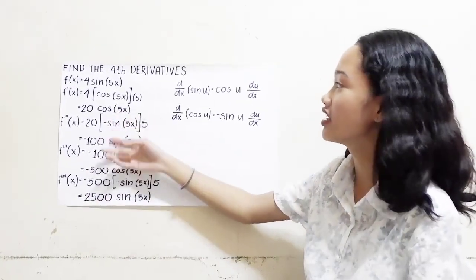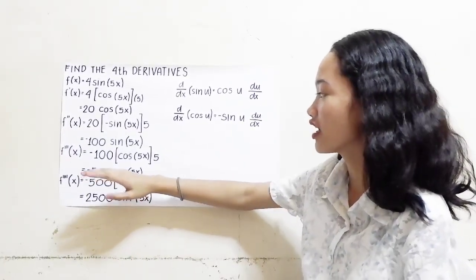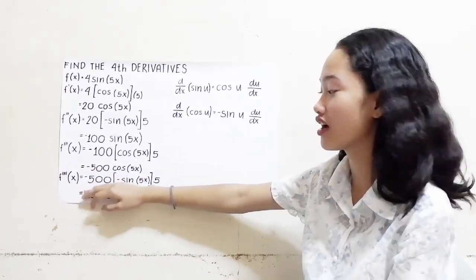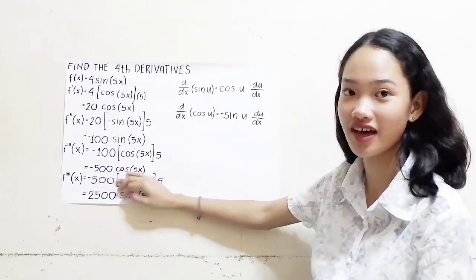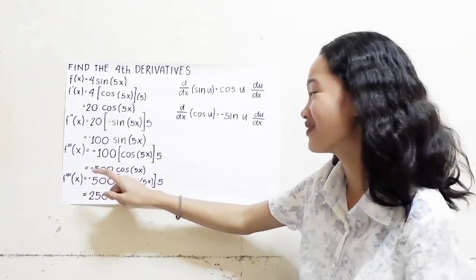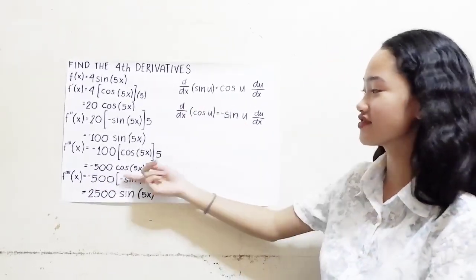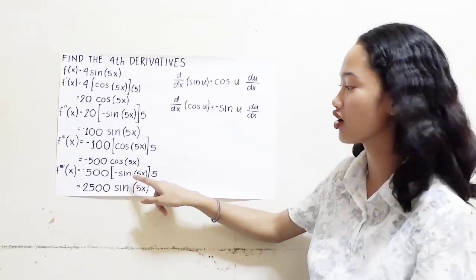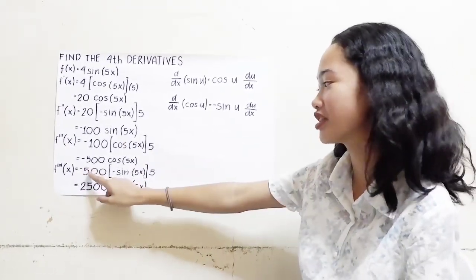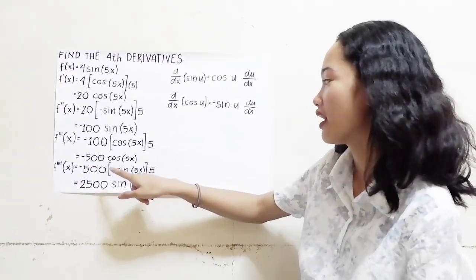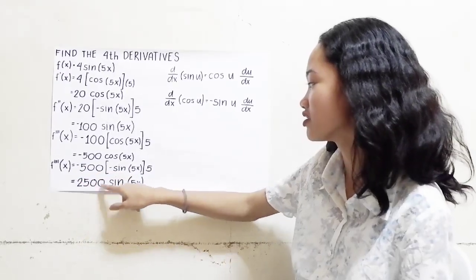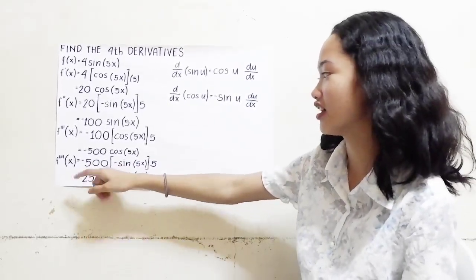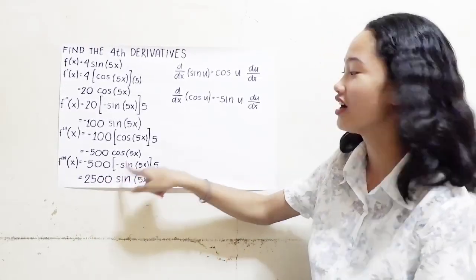Since the main goal is to find the fourth derivative, we again use the third derivative in order to solve for the fourth derivative. The answer for our third derivative is negative 500 cosine 5x. So we again copy the negative 500 and get the derivative of cosine 5x, which is negative sine 5x. Then the derivative of u, or the 5x, which is 5. So again, multiply negative 500 times 5 and get 2500 sine 5x. And since we have two negatives, it will become positive. That's why the fourth derivative is 2500 sine 5x.